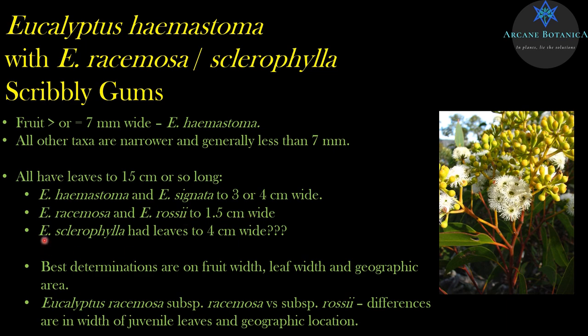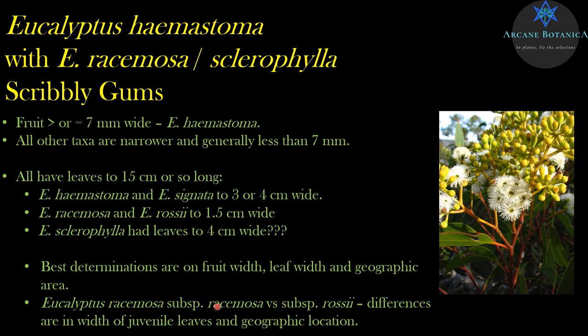But sclerophylla had leaves described to 4 centimeters wide, and that's now part of racemosa. So this is probably rubbish now. Look, that's what we're dealing with. Best determinations are on fruit width, leaf width, and geographic area.